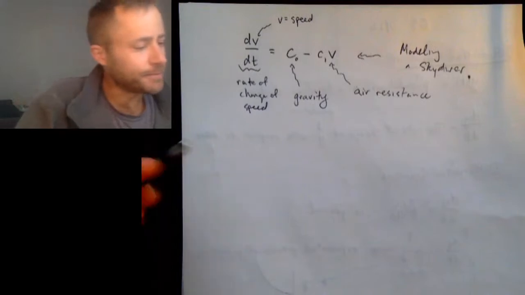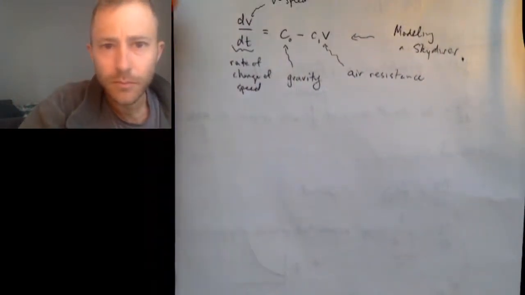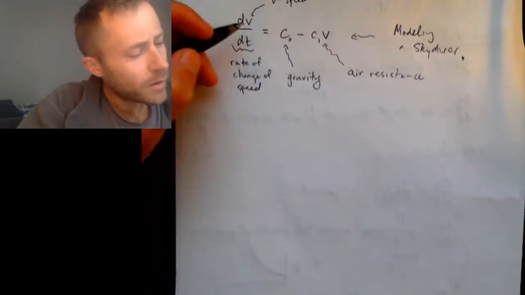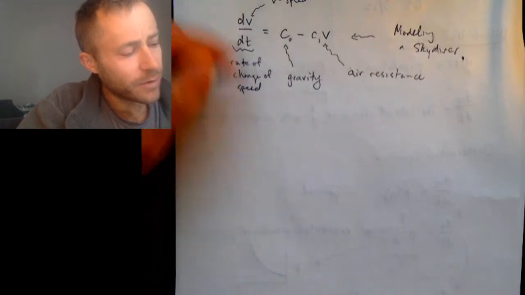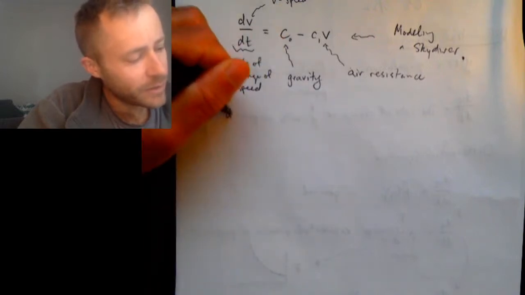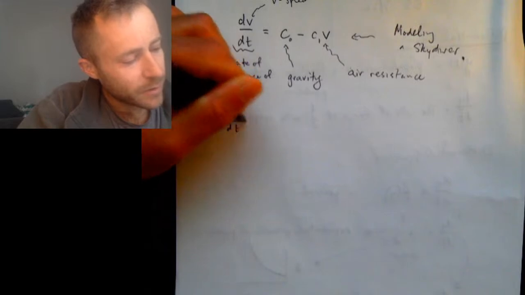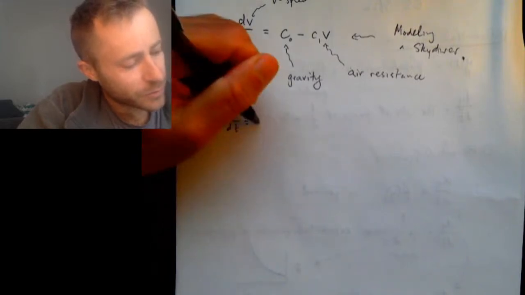Now here's the thing. V is the rate of, so dv/dt equals the rate of change of speed.